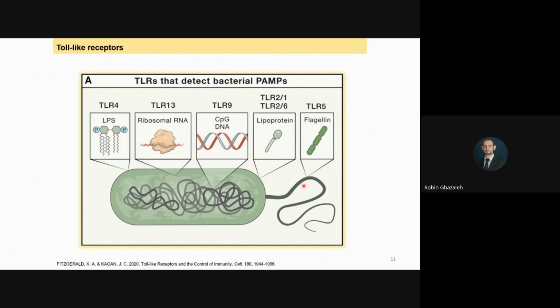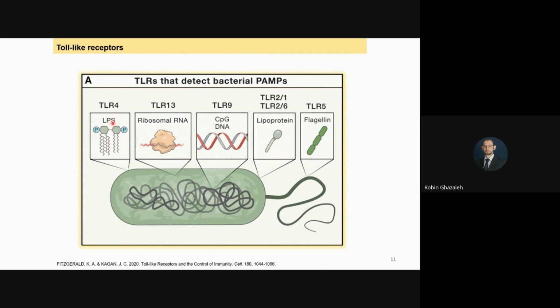By the way, flagella is this tail which gives motility to some bacteria. It's very, very highly conserved in its amino acid sequence. Between different bacteria, there's very little variation, which makes it a very unique signal. And toll-like receptor 5 recognizes that.